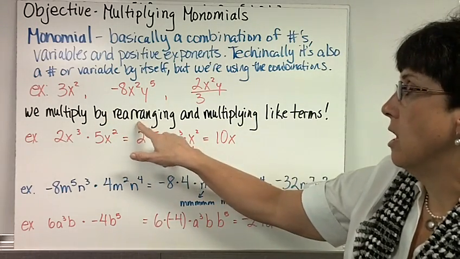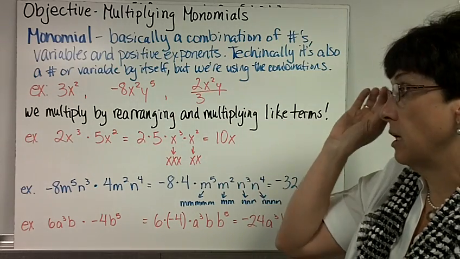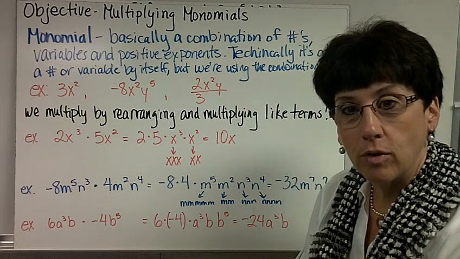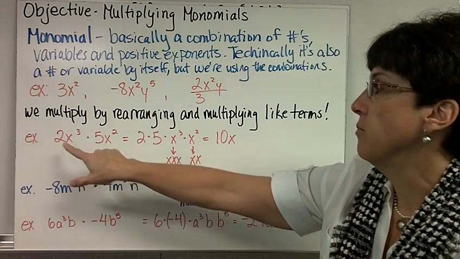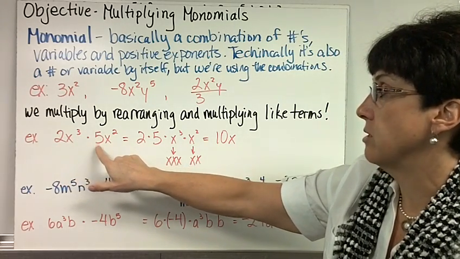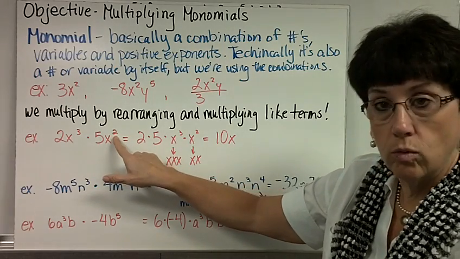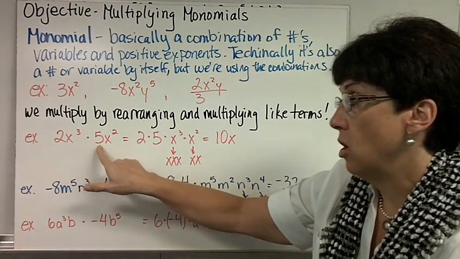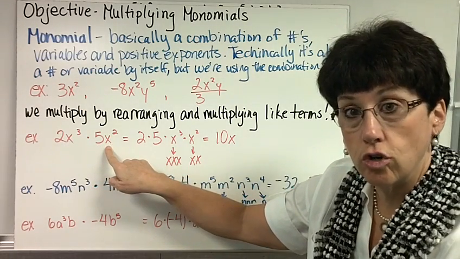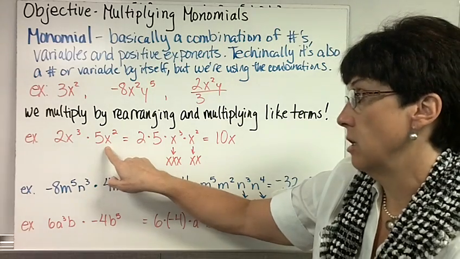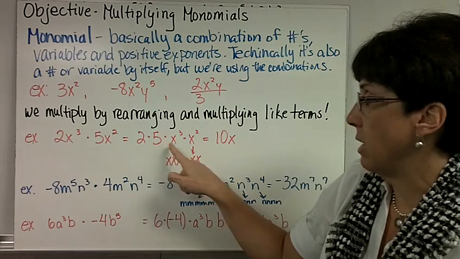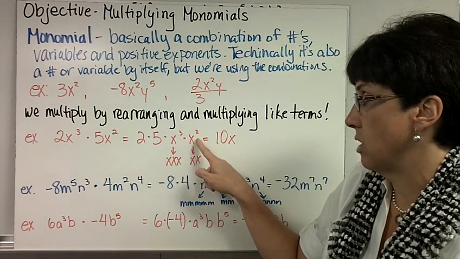All right, and we multiply by rearranging and multiplying like terms. Because remember, this is where we talk about the properties. The commutative property, you can change the order of multiplication. So that's what we're going to do. 2x cubed times 5x squared. Well, we're going to rearrange and put our coefficients, which are the numbers you multiply the variables by, together, and then we'll put all our like terms, all the same variables, the same letters, together. So I'm going to rewrite this so it's 2 times 5, I took my 2 and my 5, and my x cubed times x squared.